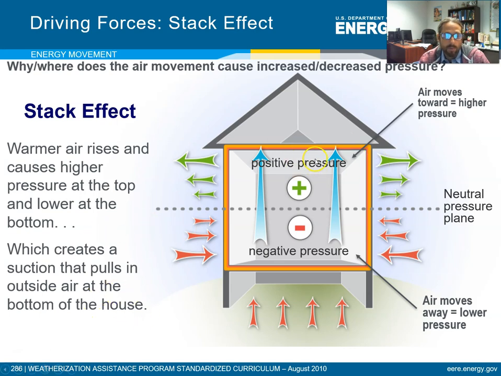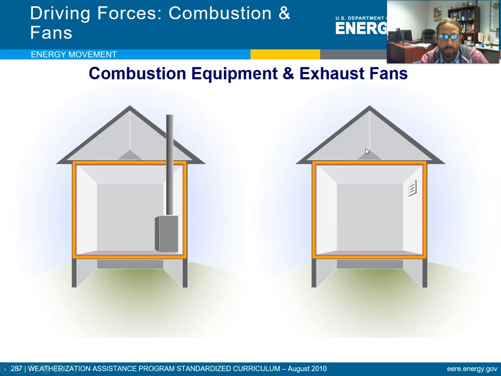You have these high pressure zones up high, low pressure zones down low, and the air is being pulled in down low and pushed out up high. And then in between you have this neutral pressure plane. And it's all about air movement and how that causes pressure changes. So it doesn't matter what you're doing. If you're moving air away from an area, it's going to reduce the pressure.